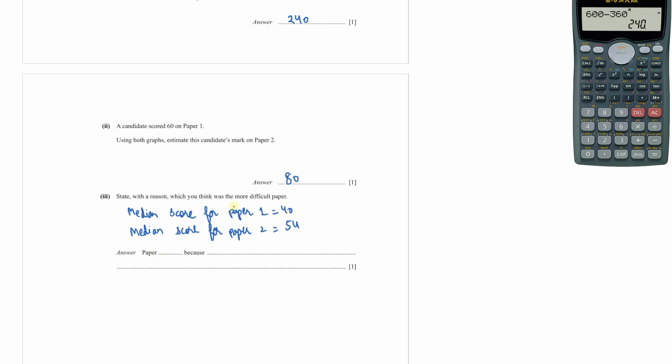So which paper do you think is more difficult? Paper 1, because the median score for paper 1 is lower than paper 2.